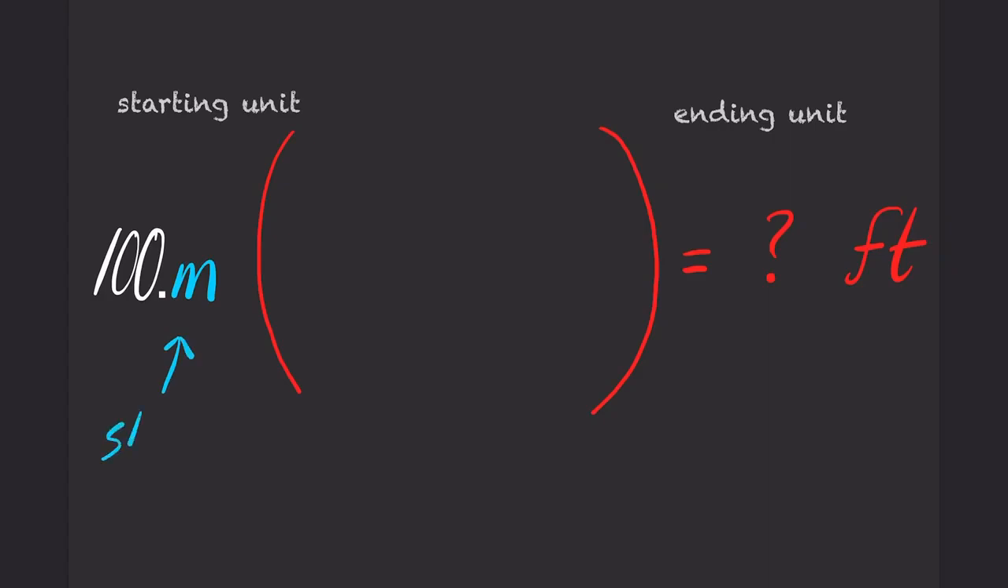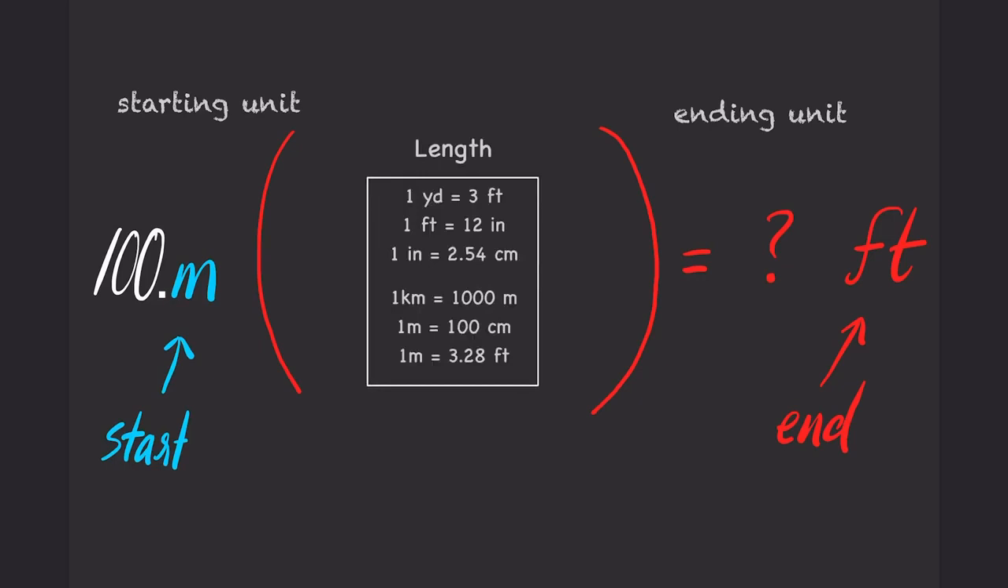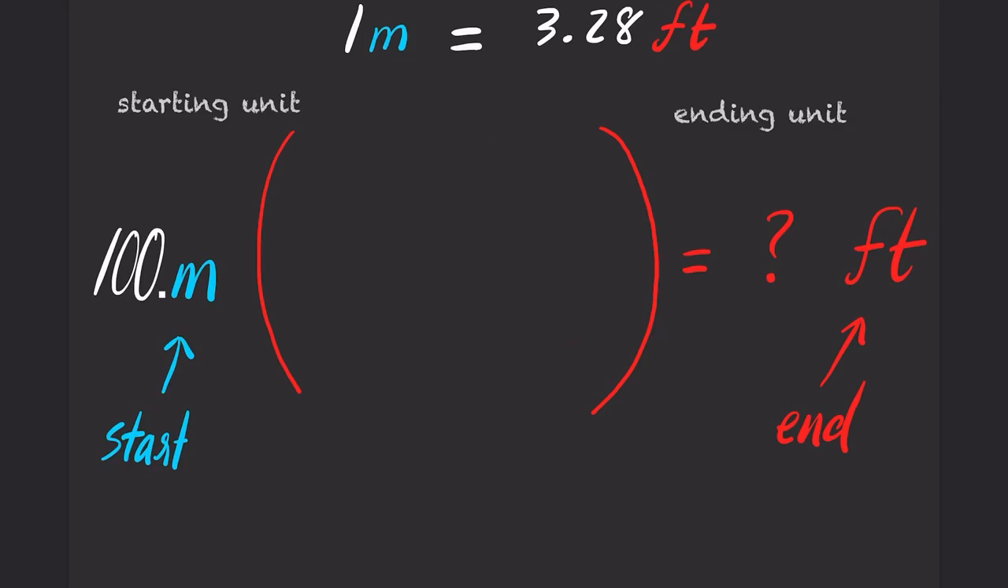Since our starting measurement unit is 100 meters and we want our ending unit to be in feet, we will look for information that relates meters to feet. From this table on measurement units of length, we notice that 1 meter equals 3.28 feet. This is exactly what we need to build that conversion factor. Now we know 1 meter equals 3.28 feet, and we start with 100 meters.